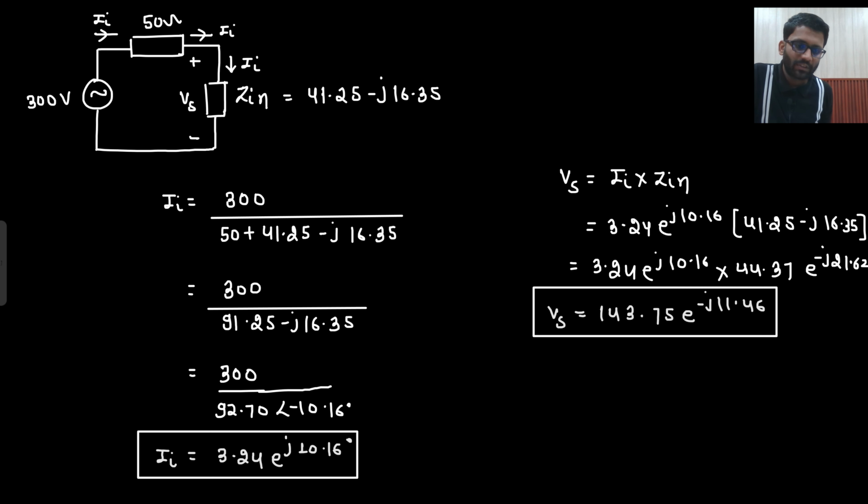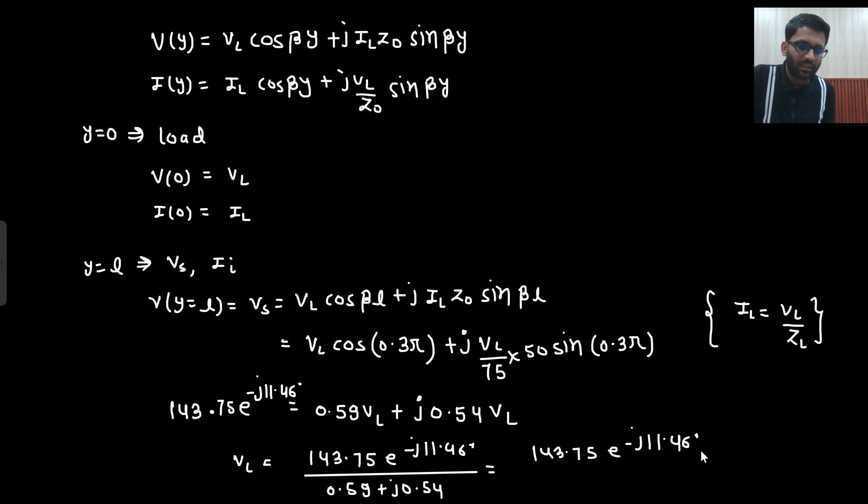11.46 degree, 46 or 45, 46 divided by... let's convert that into polar form. So square plus 0.59 square and then take the square root. So 0.8 you are getting here. 0.8 e to the power, now the angle. So angle will be tan inverse of 0.54 divided by 0.59. So angle is 0.74.